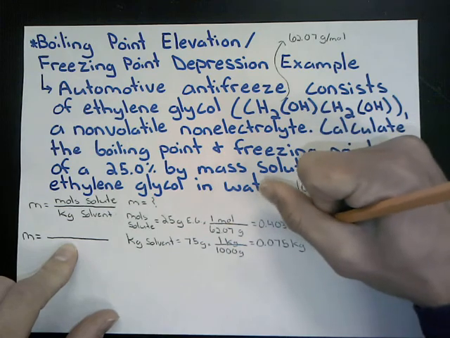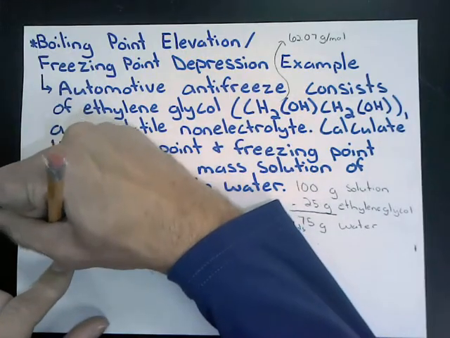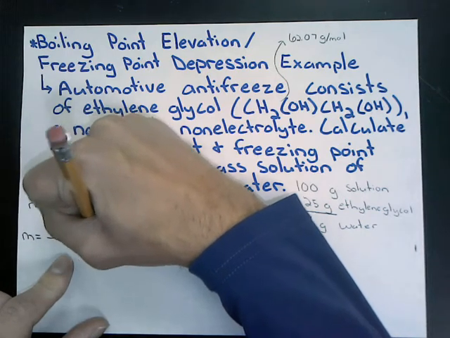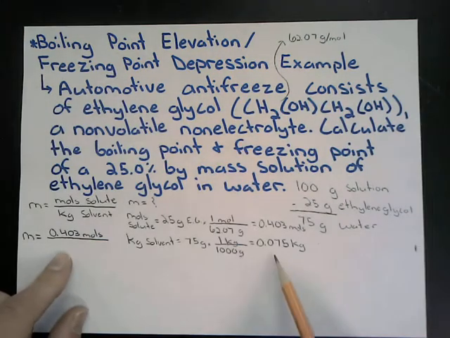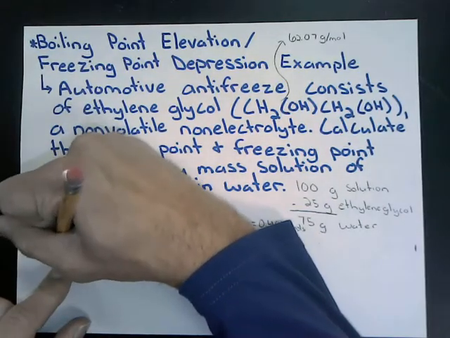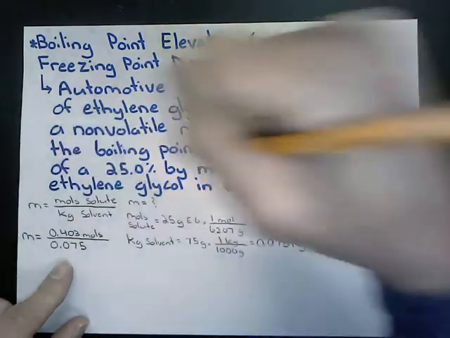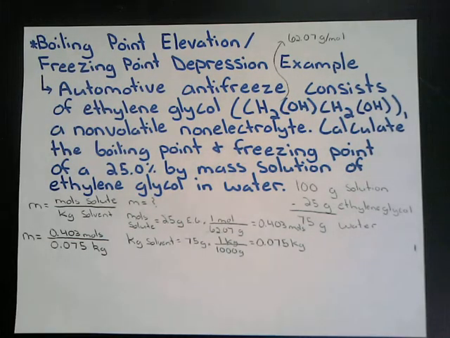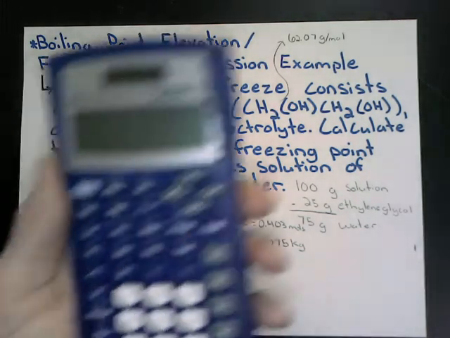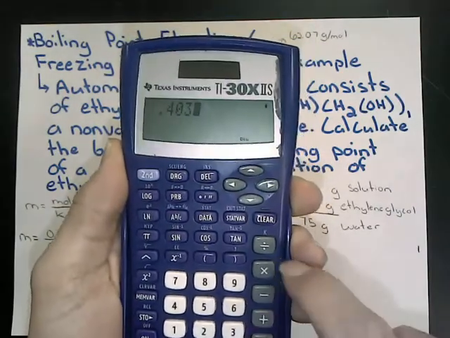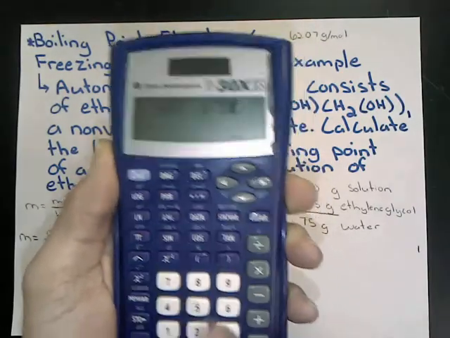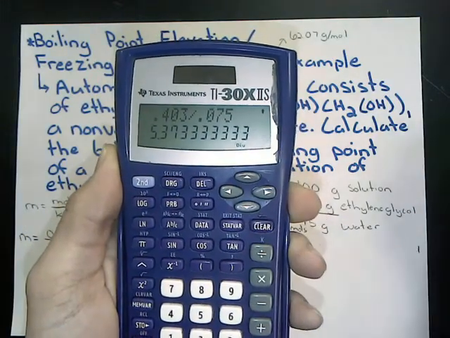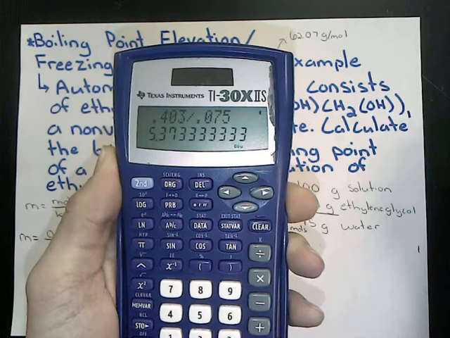And I need to make that clear. That's moles of our solute. So we have 0.403 moles divided by the kilograms of solvent, which is 0.075 kilograms of water. Now, we plug that into our calculator. So we have 0.403 divided by 0.075. We press enter. And again, rounding to 3 significant digits, we get 5.37.